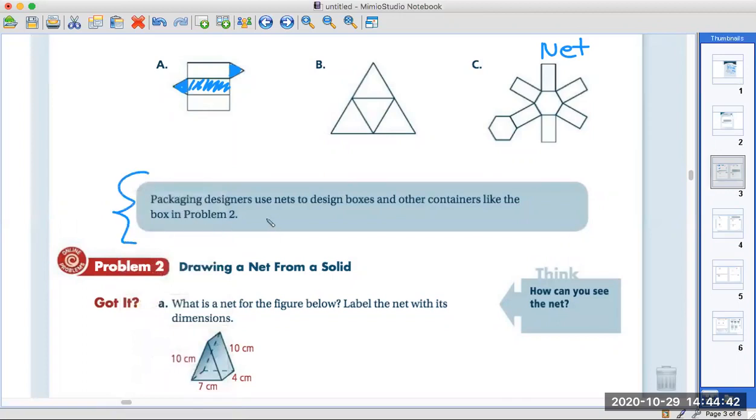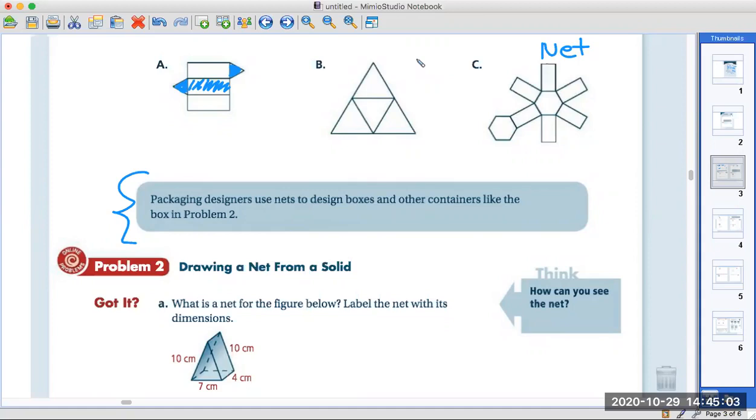Okay, packaging designers use nets to design boxes. Very important in the industry. Packaging is a big thing. You want to get, first of all, the most product into the least amount of material, because it costs money for packaging. And you want to use less space on the grocery shelf, because space on the grocery shelf is money.